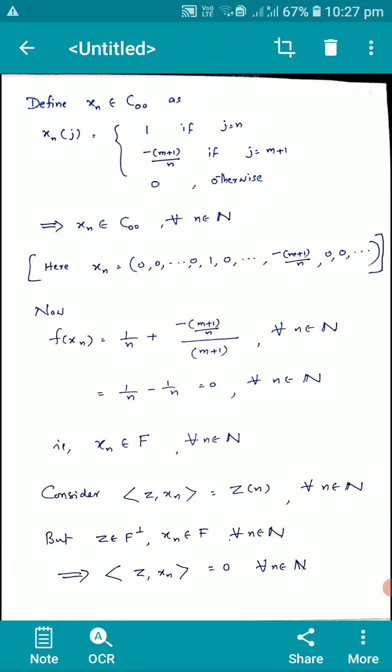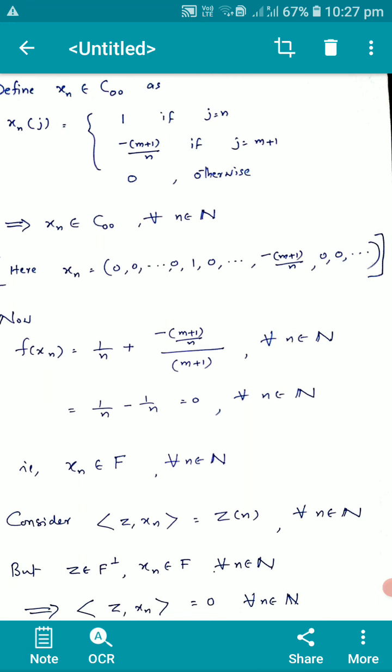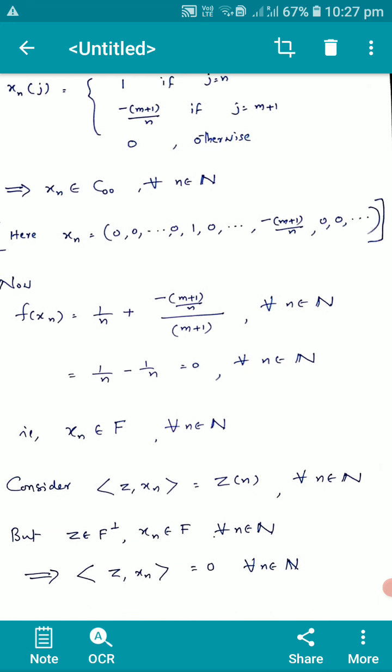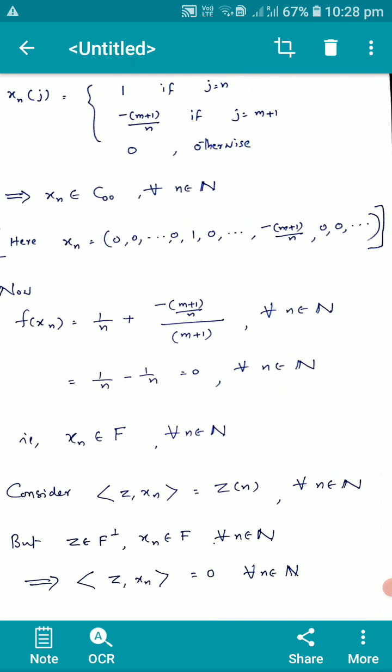Define x_n in c_00 as x_n(j) equal to 1 if j equals n, minus (m plus 1) by n if j equals m plus 1, and 0 otherwise. In that way we define it. Then x_n is an element of c_00 because all other elements are zeros. Here x_n is actually 0, 0, etc., 0, 1, then 0, etc. When it is m plus 1 you are getting minus (m plus 1) by n, and in all other cases 0.